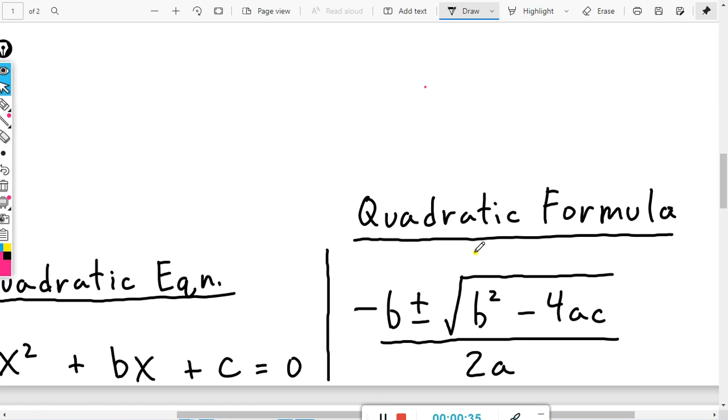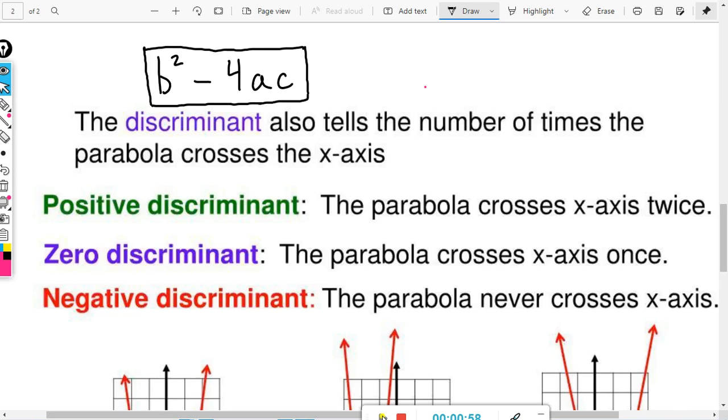All right, so we learned that the quadratic formula is negative b plus or minus the radical of b squared minus 4ac, all over 2a. This part of the quadratic formula, the part that is under the square root, is what determines how many solutions the quadratic equation has. So b squared minus 4ac is called the discriminant. It tells us the number of times the parabola crosses the x-axis.